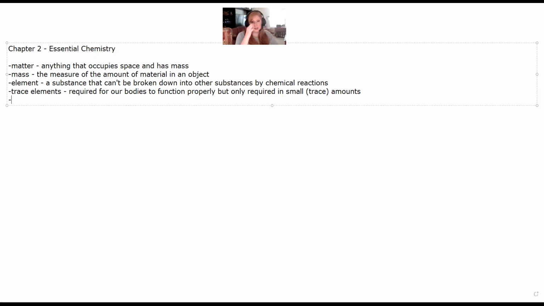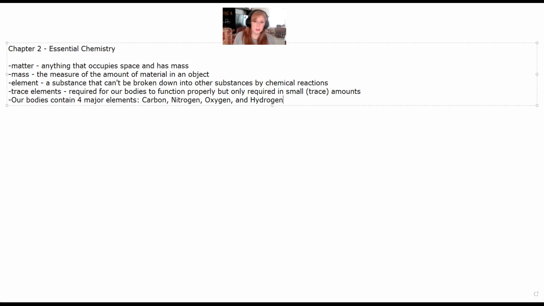All right, so when it comes to all of these elements, our body is made up of 4 major elements, okay? By major, I just mean they're really important for life. And those are carbon, nitrogen, oxygen, and hydrogen, okay?